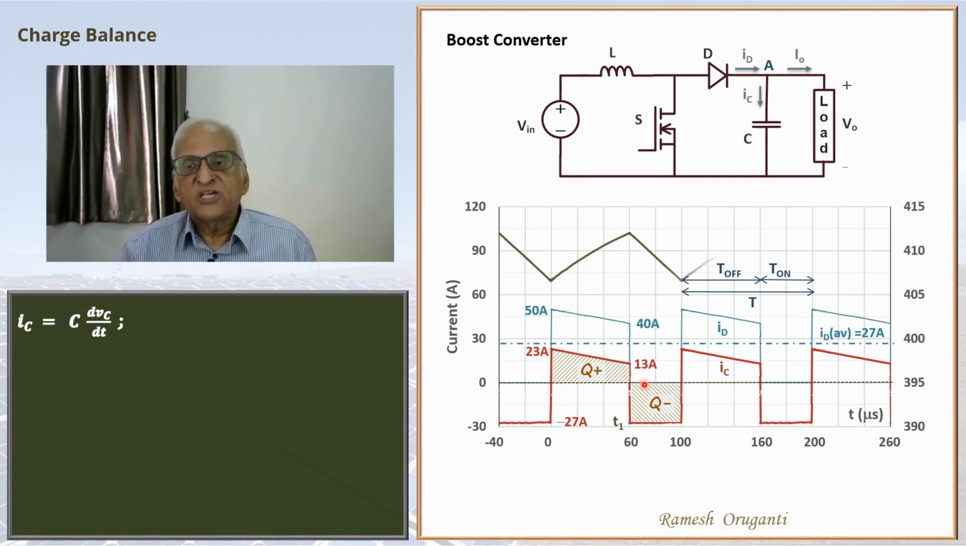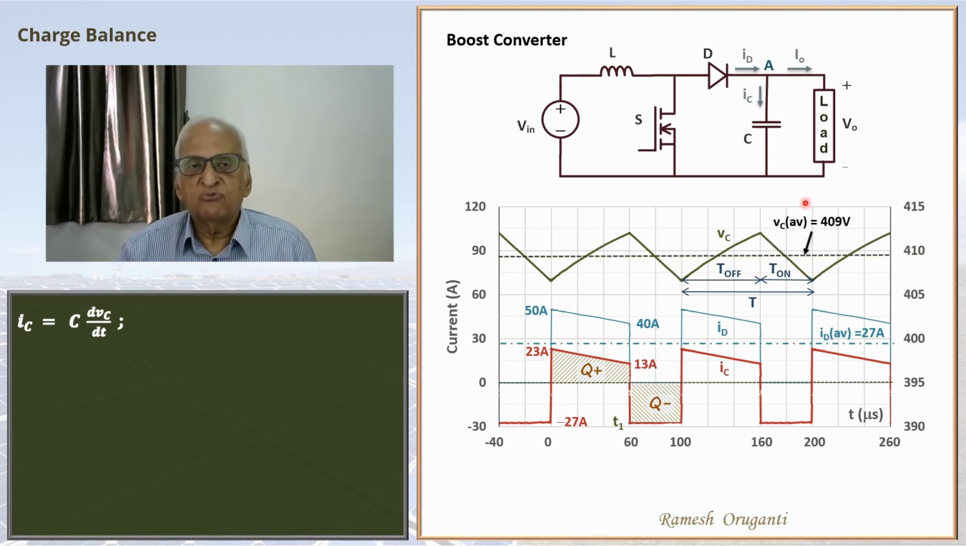This is the voltage waveform. You can see that between 0 and T1 interval, the voltage is rising. Between T1 and 100 microsecond, that is the end of the period, the voltage is continuously falling. The average voltage is Vc average, that is the DC output voltage, that is 409 volts. We are not dealing with that now.